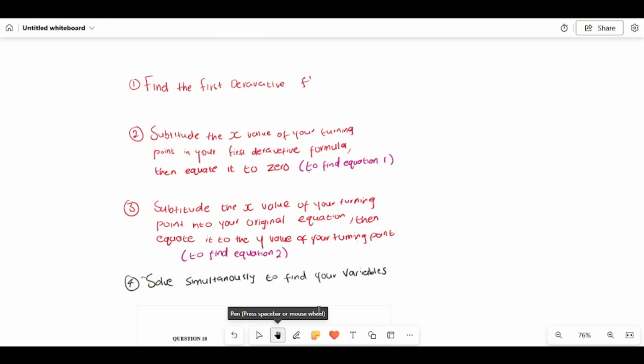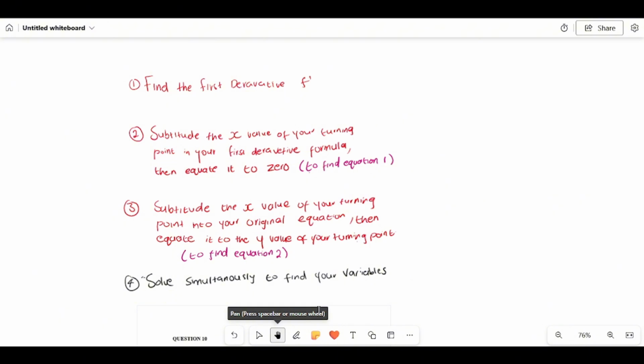Now, step 3, we need to substitute the x value of the very same turning point we chose into the original equation. Now we're no longer substituting it into the derivative formula, we're going to substitute it into the original equation. But now what's the difference afterwards? We need to equate this to the y value of the turning point. So step 2 and 3 are the most important steps.